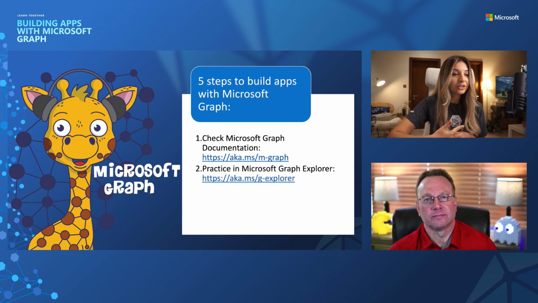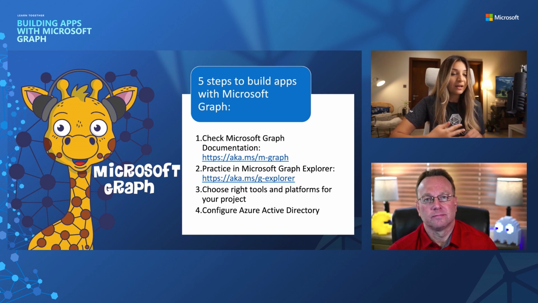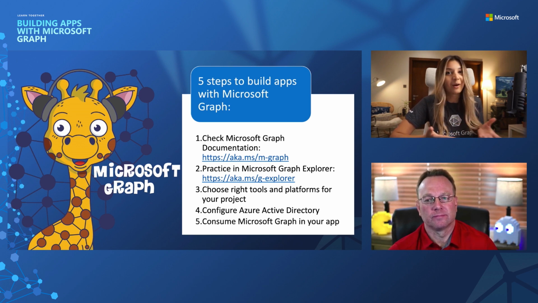Second of all, there's a great tool called Microsoft Graph Explorer. You can practice Microsoft Graph APIs there and learn more how you can consume those APIs. The third step is just for you to choose right tools and platforms. Microsoft Graph provides huge selection of SDKs and platform supports, so you just need to choose the right one for your own scenario. Fourth step is to configure Azure Active Directory. As we mentioned in the previous step, we need authentication and authorization, which Azure Active Directory provides us. And the last part is just to consume Graph in your own app.